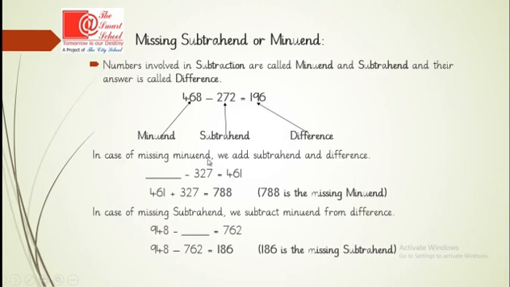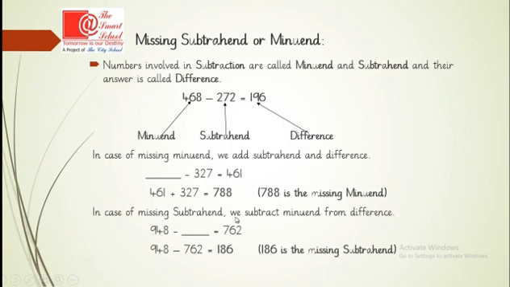Now let's see this. In case of a missing minuend, we add the subtrahend and the difference. If the minuend is missing, the subtrahend is given and the difference is given. So we add up the subtrahend and the difference. The difference is 461, the subtrahend is 327. When we add them up, we get 788, which is the missing minuend here. So 788 minus 327 equals 461.